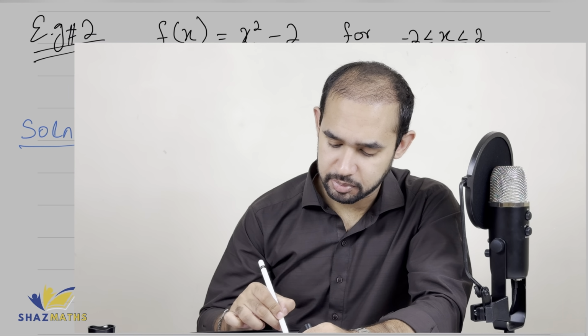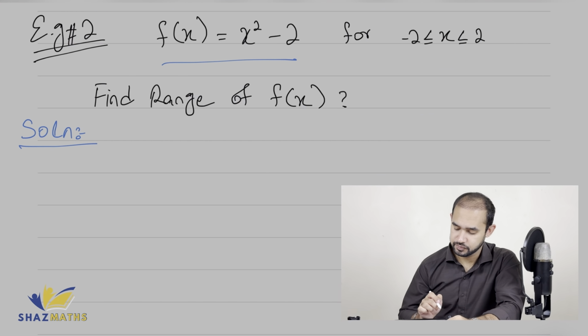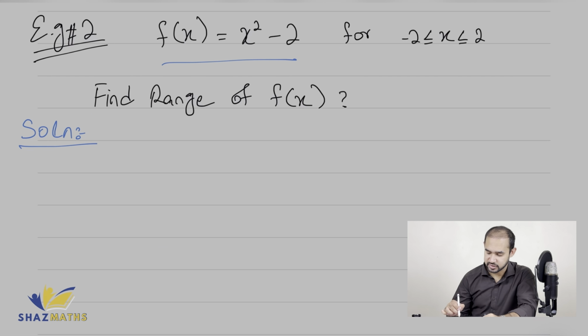In this example number 2, the function f of x is defined by x squared minus 2 for the domain x is greater than or equal to -2 and less than or equal to 2. And we have to find the range of the function again.